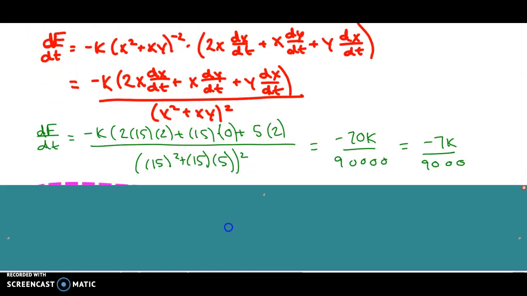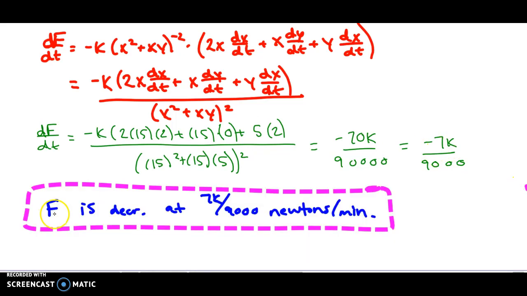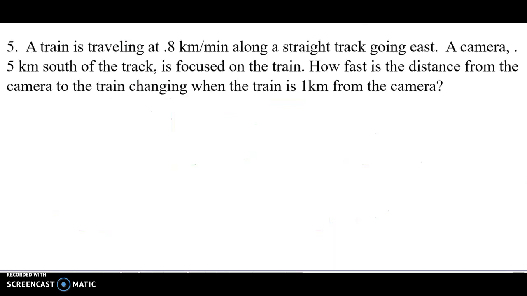And then I substituted in these values that I had recognized above. Now you might have been thinking, well, what do I plug in for k? But we don't know what k is. k is a constant, some constant. So my answer does have k in it. So final answer, I said F is decreasing at 7k over 9,000 newtons per minute. Not that bad. All right, last one.